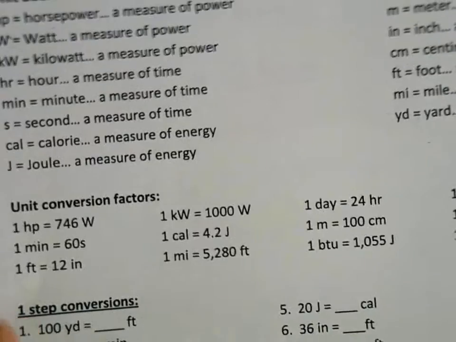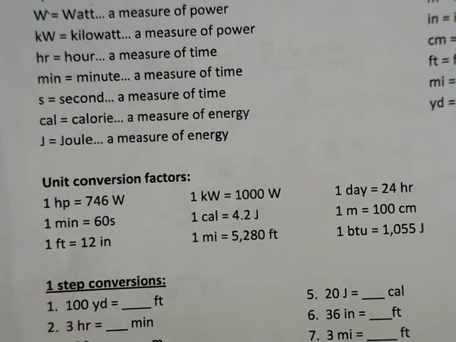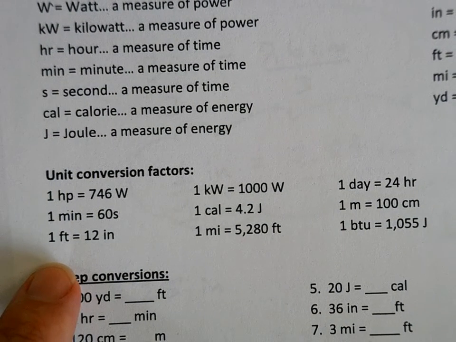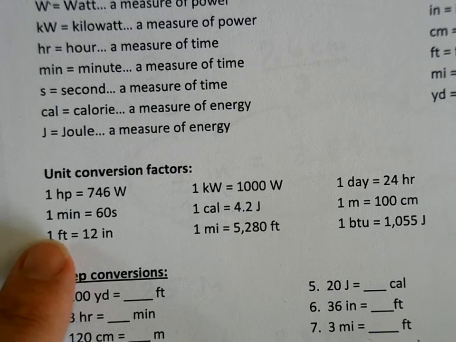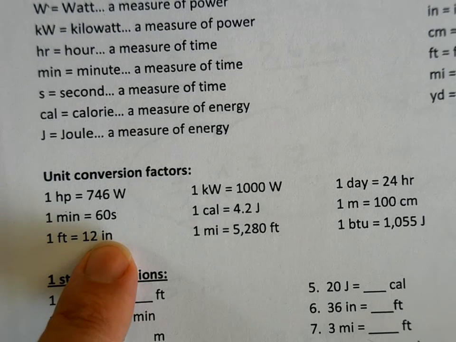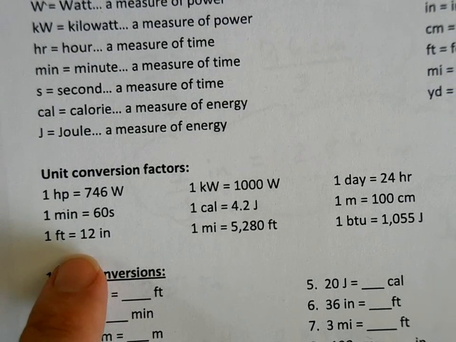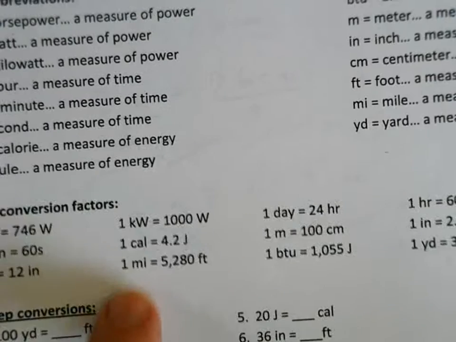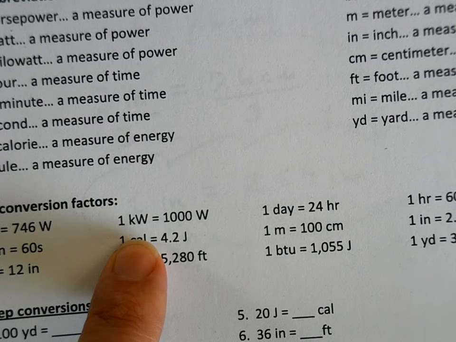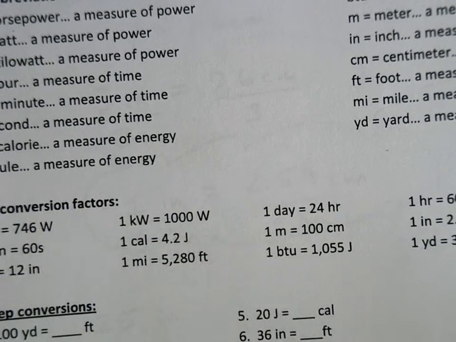Now here are the conversion factors you're going to need today. 1 minute equals 60 seconds. Almost everybody knows that. 1 foot is 12 inches. A kilowatt. Kilo is the metric system prefix for 1,000. So a kilowatt is 1,000 watts.